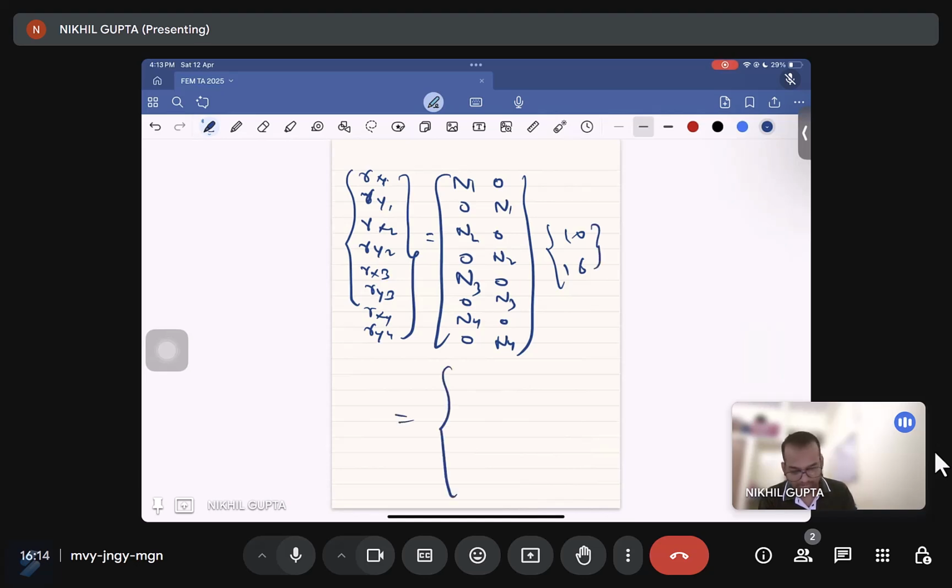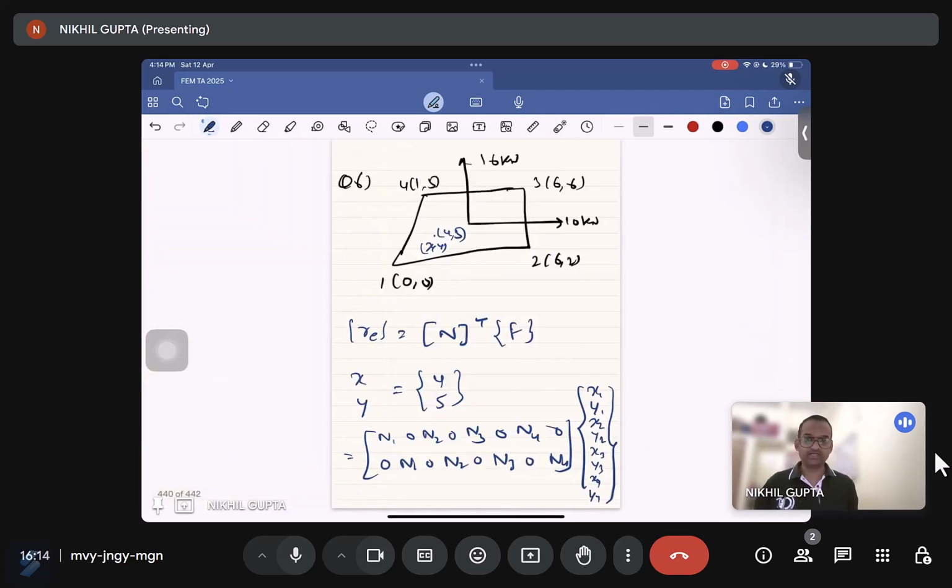So when you multiply the full values, you will get 0.54, 0.86, 0.85, 1.36, 5.2, 8.41, 3.35, and 5.36. So this is the solution for the load vector for the concentrated load. It was a little fast, but I did it so that you can understand how it is happening.